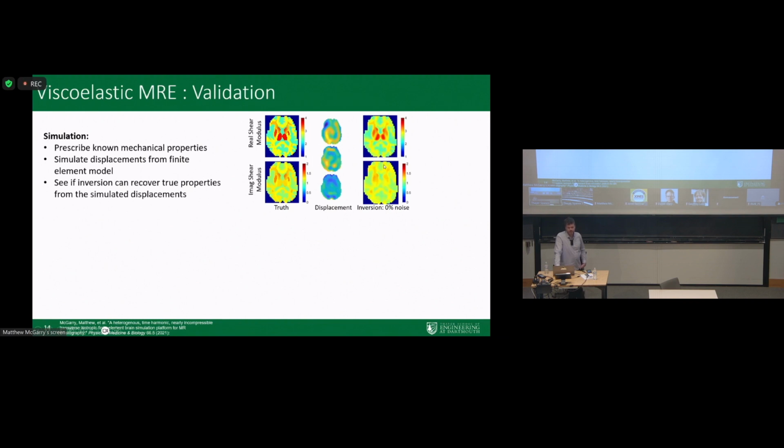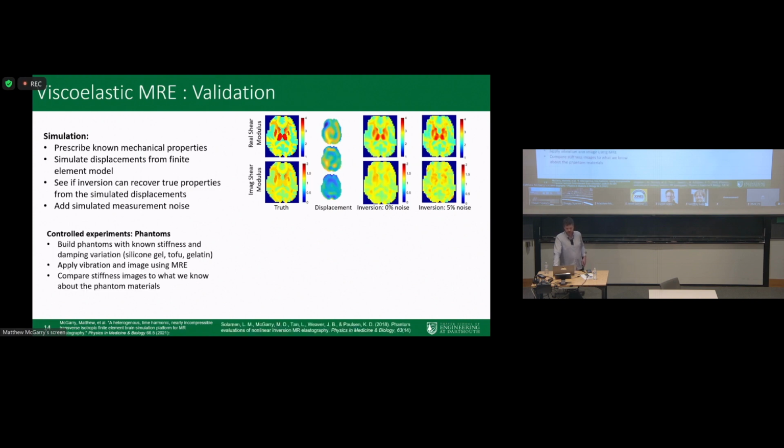We can also make it a little bit more realistic by adding some simulated measurement noise. So this is on the higher end of noise that we would expect in MRI. So we're pretty confident in our estimates of the real shear modulus and moderately confident in our estimates of the imaginary shear modulus. Once we know that it works in this really idealized environment, we then move to a more experimental environment with controlled phantoms. In this case, we'll build phantoms with known stiffness and damping variation out of silicone gels, tofu, and gelatin, apply vibration and image using MRE, and then compare the stiffness estimates to what we know about the phantom materials.